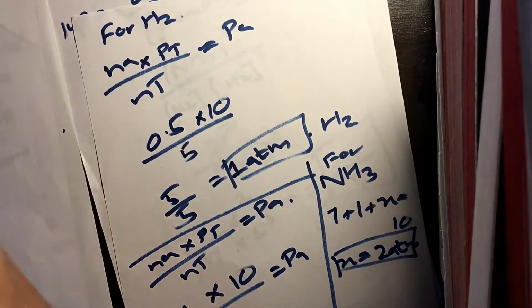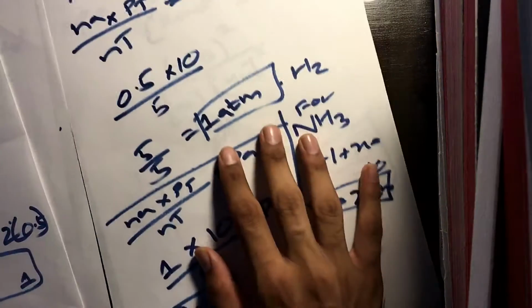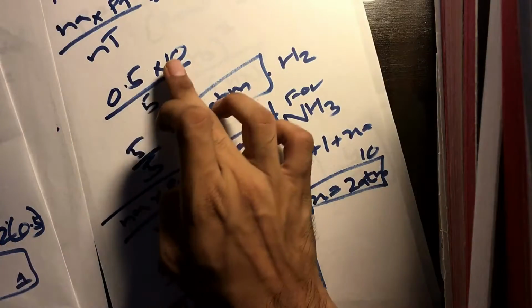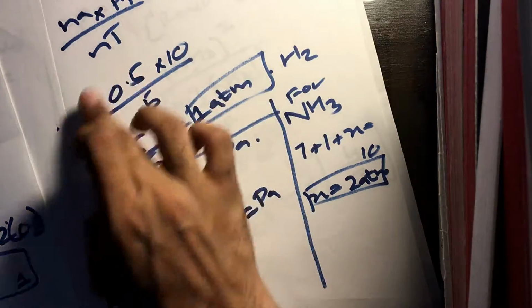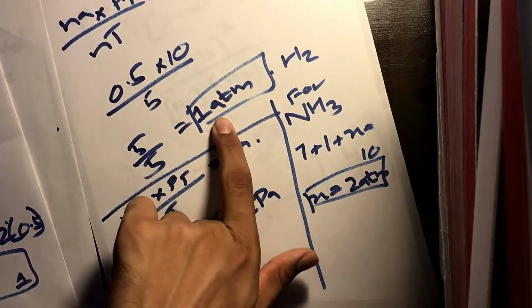What next is hydrogen. The number of moles of hydrogen at equilibrium is 0.5. We'll use the same formula and the same values. There's 10 and 5. Just change the value of Na, that is 0.5, and that will give us 1 atmosphere.